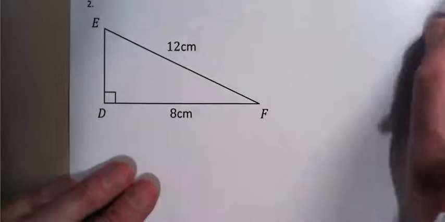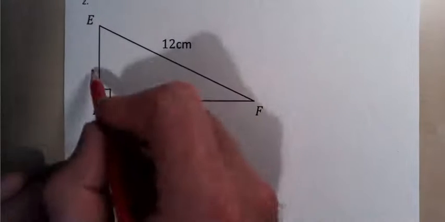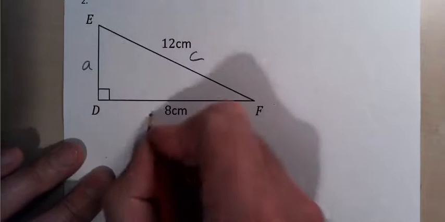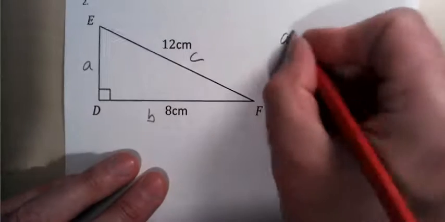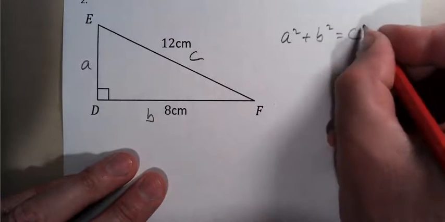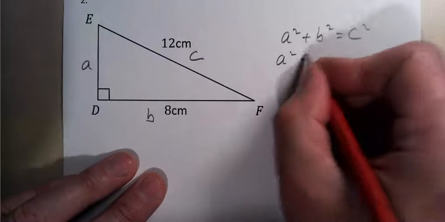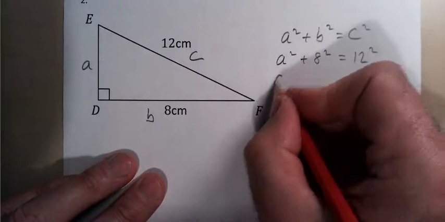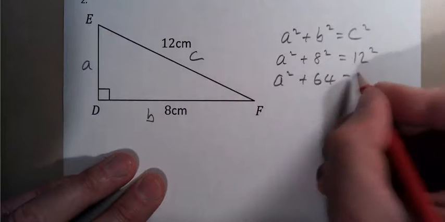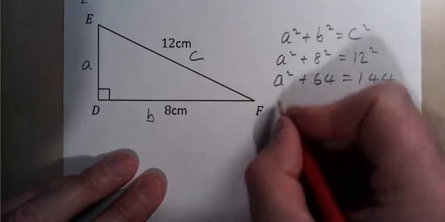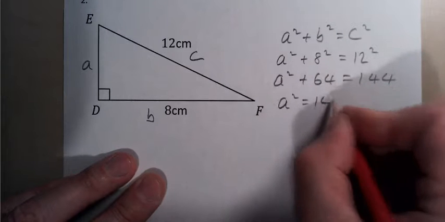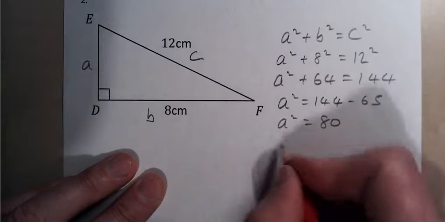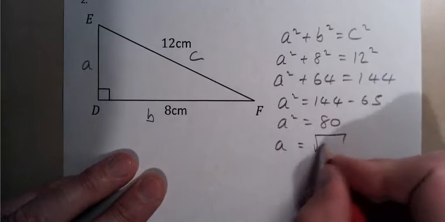Let's take a look again at our second example. We have 12 and 8 here, and we're trying to find this side here. Again, these can be quite unhelpful, but let's ignore them. C has to be the longest one. Let's go for A here and B here. A squared plus B squared equals C squared. A squared plus 8 squared equals 12 squared. A squared plus 64 equals 144. A squared is 144 take away 64. So A squared then is going to be 80. A is the square root of 80.